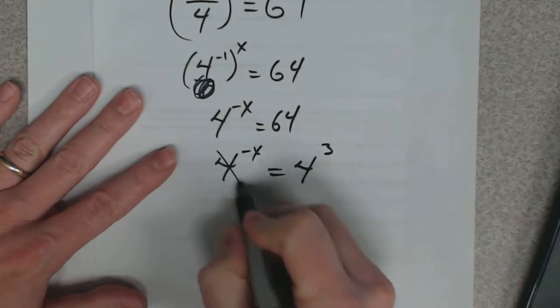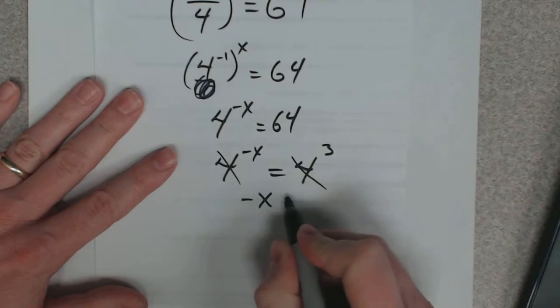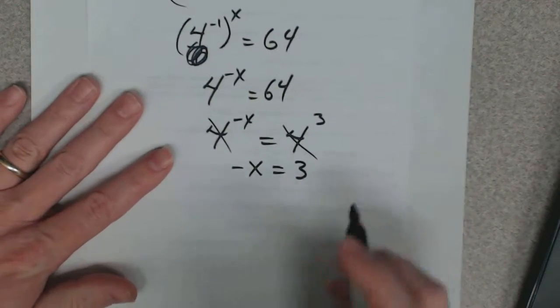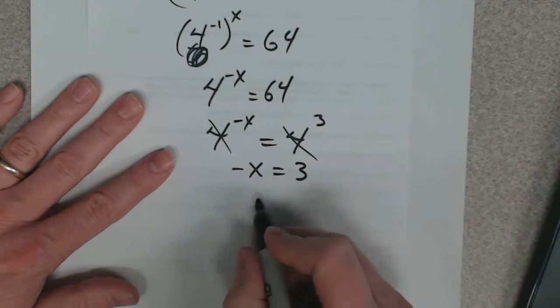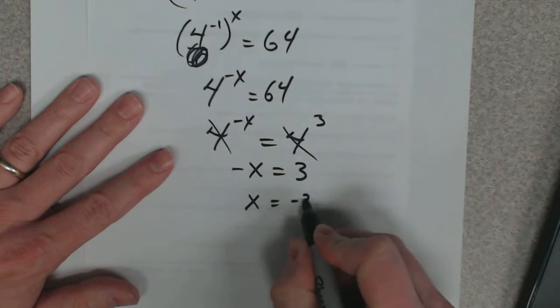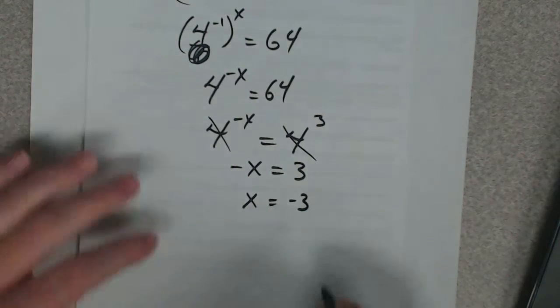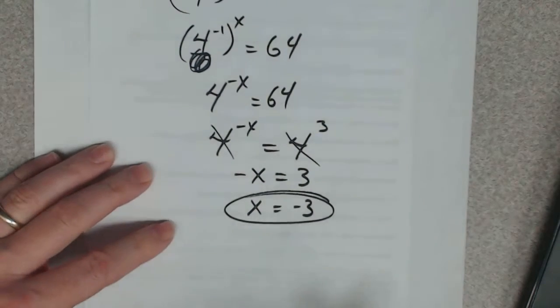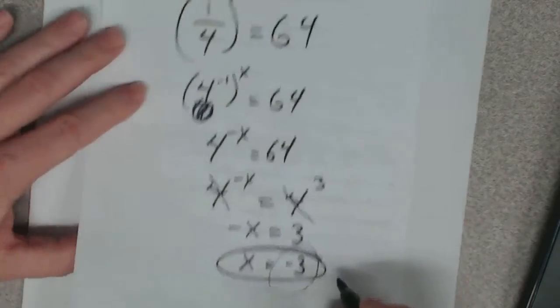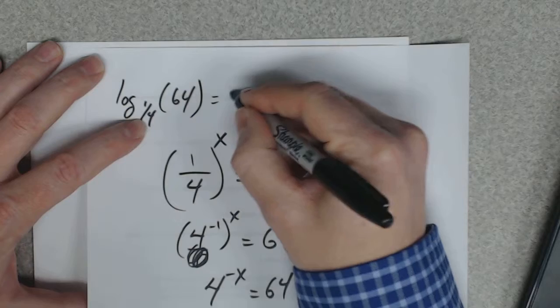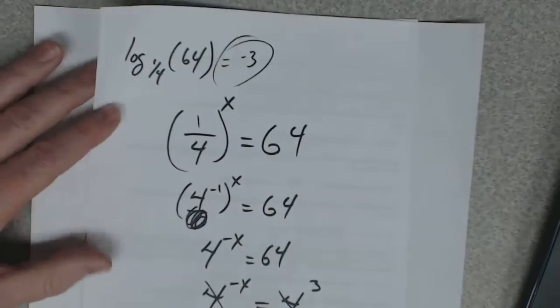Well, you got the same base now, so they cancel. And it's negative x equals 3. I just like thinking those things just cancel. That's just the way I look at it. If it's a negative x equals 3, then the positive x equals negative 3. Right, you divide both sides by negative 1, you get negative 3. So your answer here is negative 3. Right? Log base 1/4 of 64 is negative 3.